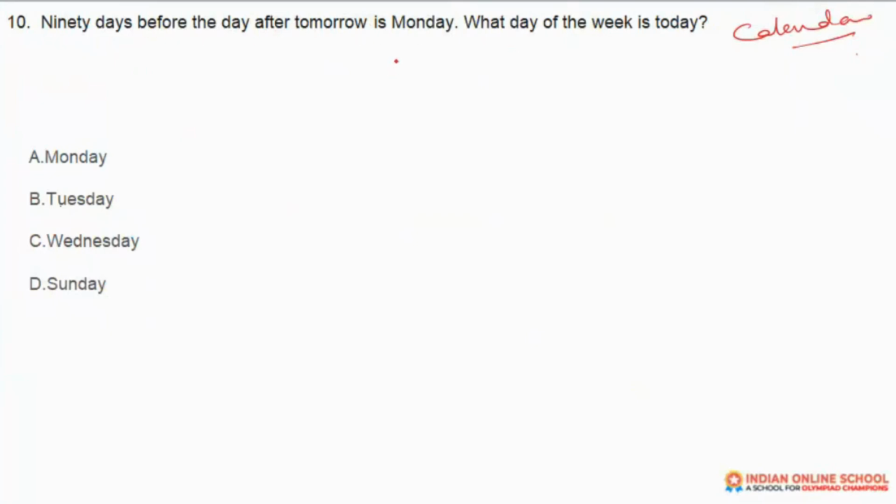For these types of questions, we need to know certain things. After 7 days, the same day will repeat itself. Or we can say the 8th day will be the same day. And according to the question, 90 days before the day after tomorrow is Monday. So 90 days before a Monday, if we check, since it is given to us 90 days before the day after tomorrow.